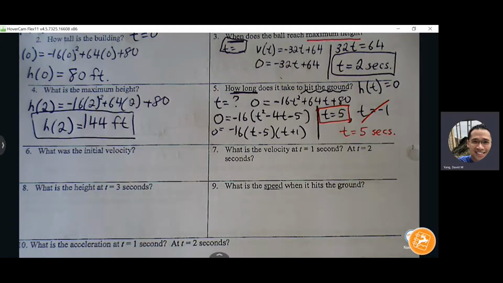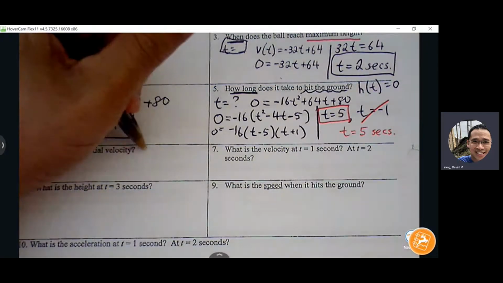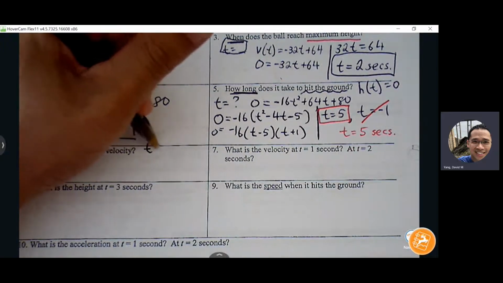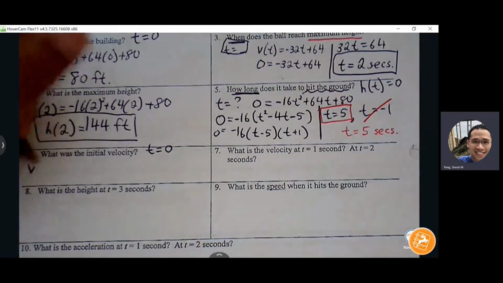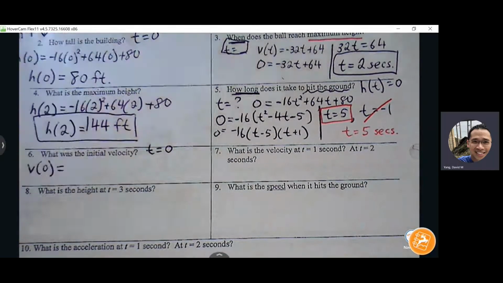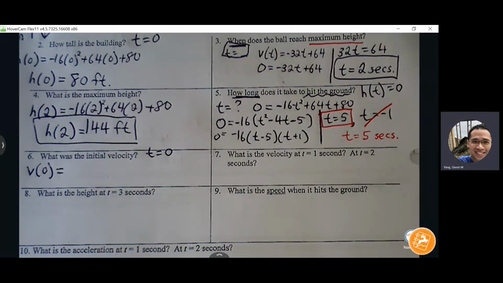Okay, number 6, what's the initial velocity? What does initial mean? The beginning, so that's when t is equal to 0. So you want to find out what is the velocity of this ball at 0 seconds. It's as simple as inserting 0 in for t and finding the velocity.